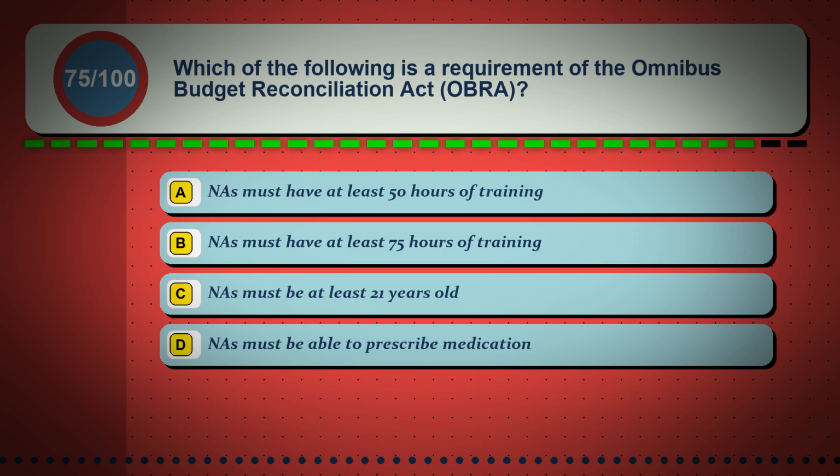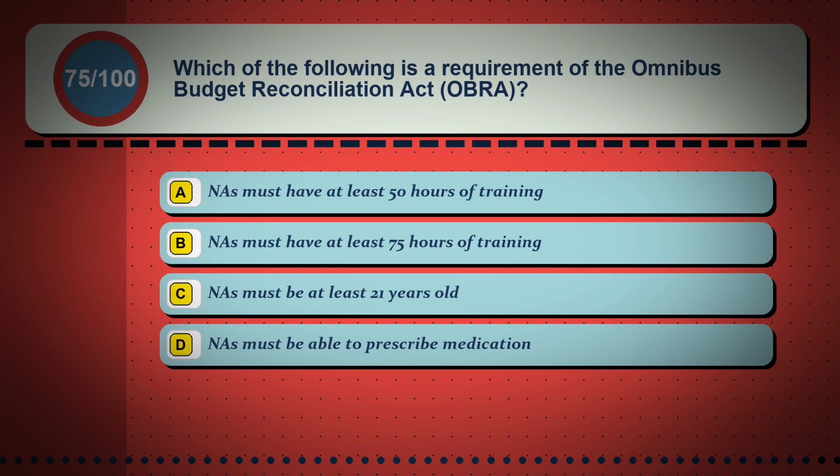Question 75. Which of the following is a requirement of the Omnibus Budget Reconciliation Act, OBRA? Option A, NAs must have at least 50 hours of training. Option B, NAs must have at least 75 hours of training. Option C, NAs must be at least 21 years old. Option D, NAs must be able to prescribe medication.